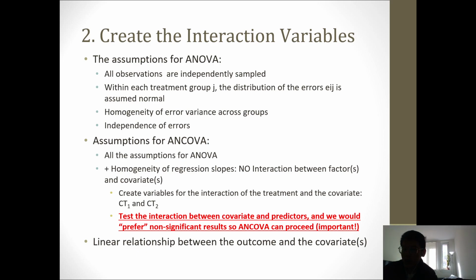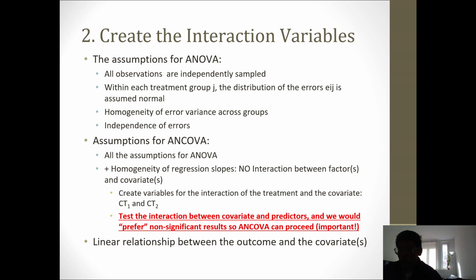For ANCOVA, we have two more assumptions. Besides all the assumptions for ANOVA, we have homogeneity of regression slopes, so there will be no interaction between factors and covariates. We will examine this assumption first. This is very important. It is going to be our first step before we conduct the ANCOVA.